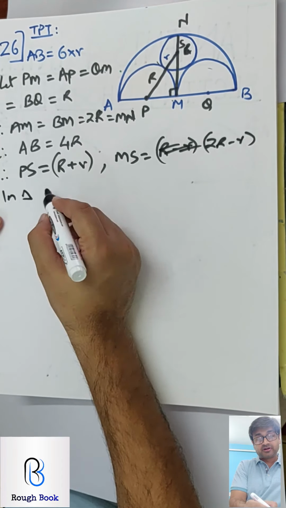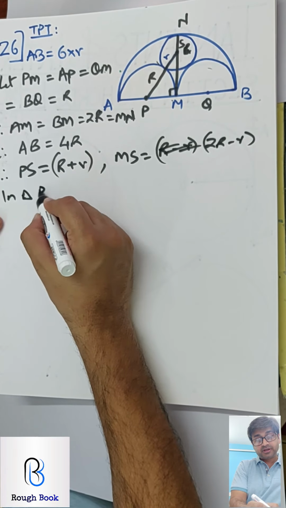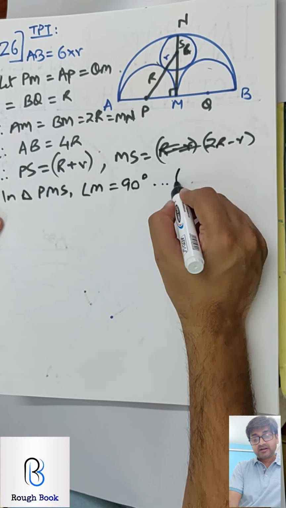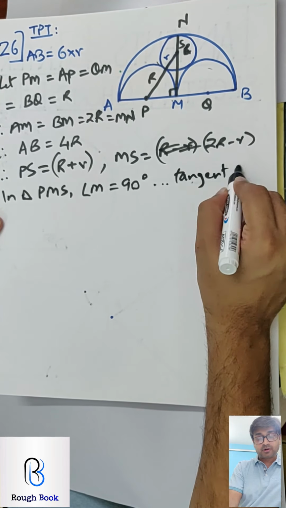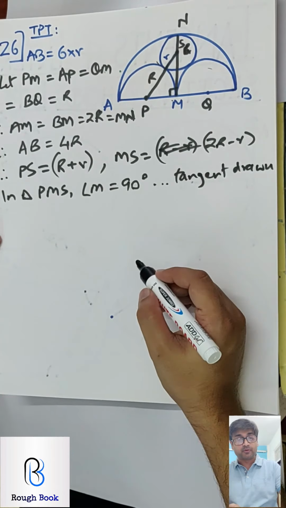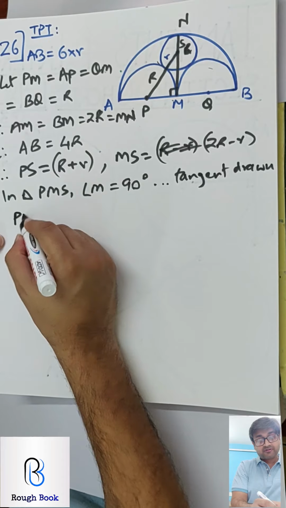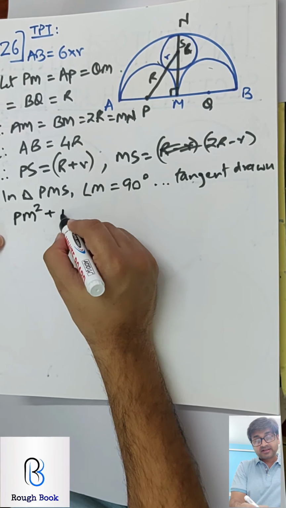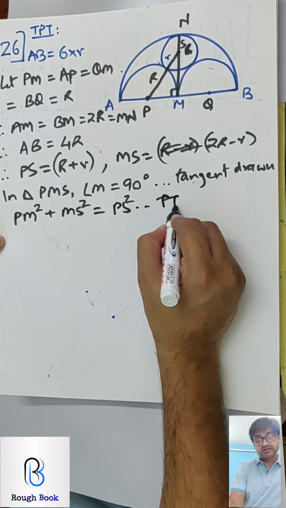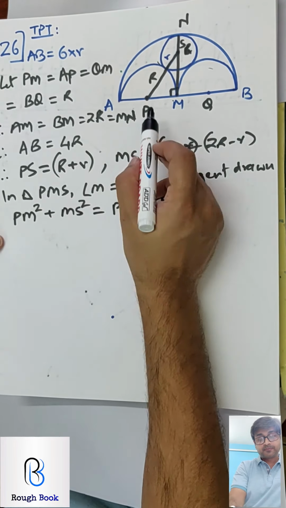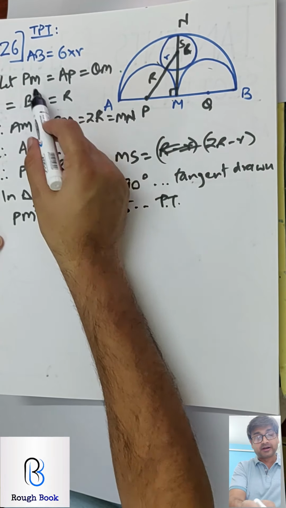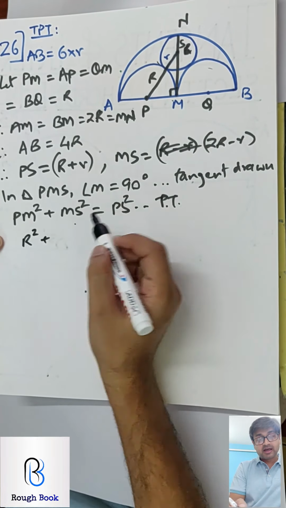Now let's jump into the triangle PMS and we shall say angle M is 90 degrees. Tangent drawn at any point on the circle is perpendicular to the radius through that point. Please write the entire statement. So therefore PM square plus MS square is equal to PS square. Pythagoras theorem. So PM, how much is PM? PM is R. So R square.